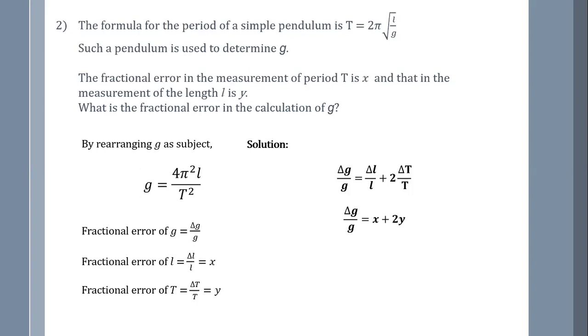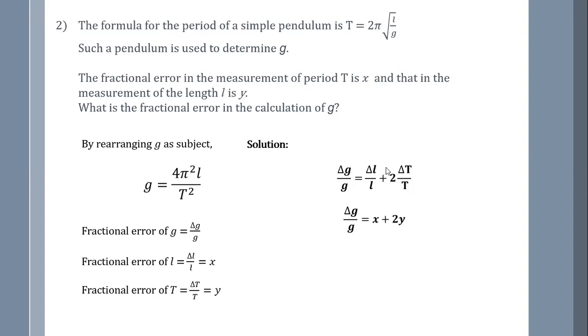So remember, if they're asking for uncertainty for G, make G the subject first. Make G the subject first before you write the uncertainty formula. This is important. If the question is about G and G is not the subject, make sure to change G to be the subject first. Then write the uncertainty for this.